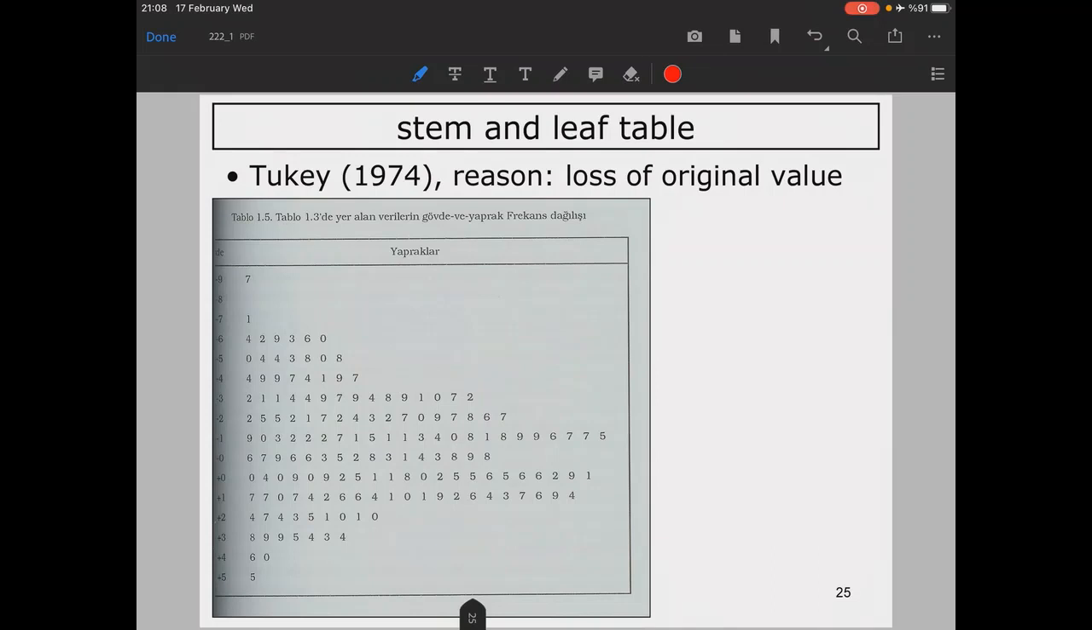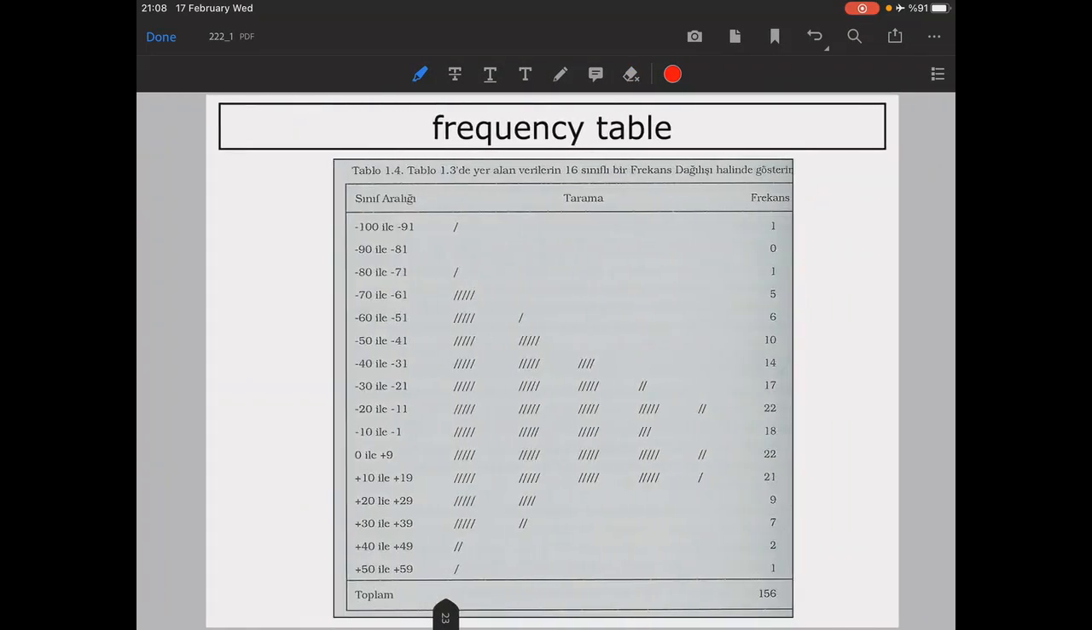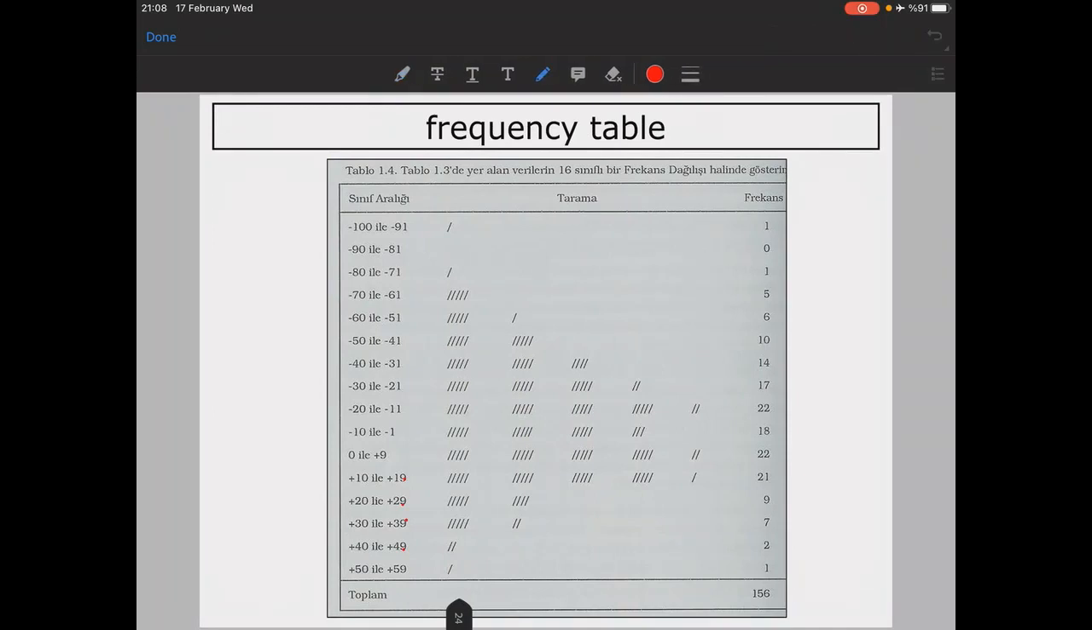When you're categorizing, Tukey has proposed a method which is called stem and leaf table in 1974 for not losing the original value of the data. See here, we are losing some value, right? Suppose that you have a data which is particularly minus 25, right? Minus 25. Where is it? Minus 25 is located here, right? Here.